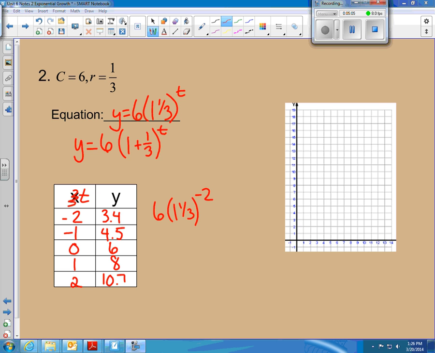Okay, check your answers with mine. And then I want you to go ahead and graph this. Starting with your -2 up to 3.4. -1 is up at 4.5. 0 is up at 6. 1 is at 8. And 2 is all the way up at 10.7. So we have a similar picture to our previous graph. We have that growth picture.